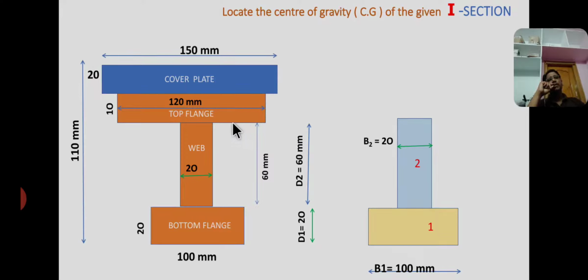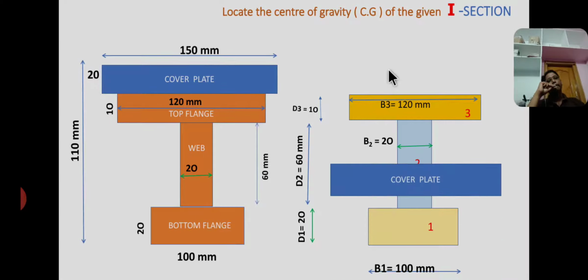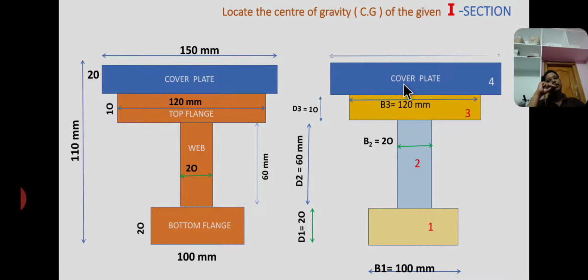Now I consider this horizontal top flange as section 3 having depth d3 equal to 10 mm and base b3 equal to, from here to here, 120 mm. Now I consider this horizontal top cover plate as section 4 having base b4 equal to 150 mm and depth d4 equal to 20 mm. Now I consider the x axis at the bottom edge and y axis at the left side edge.